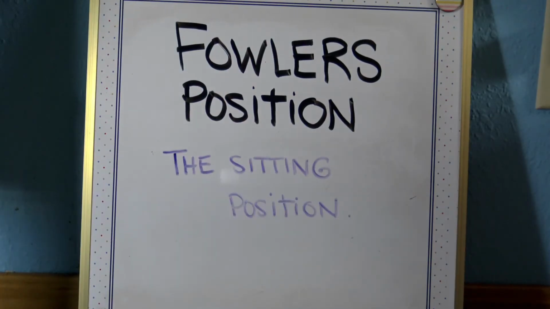Fowler's position. Fowler's position is the sitting position. So standard Fowler's position, also known as the sitting position, is typically used for neurosurgery and other shoulder surgeries. The bed angle is between 45 degrees and 60 degrees. The legs of the patient may be straight or slightly bent.